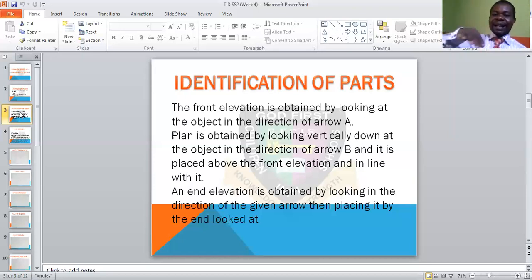But like I've told you, the end elevation could be either this side or this side. Then in isometric, they are identified with given arrows. Let's look at the orthographic of its own.